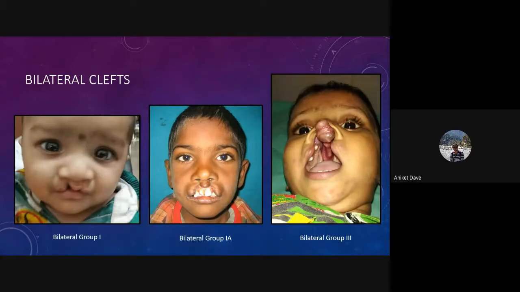And lastly, we can also have bilateral clefts. These can also range in severity from incomplete clefts of the lip, or you can have a bilateral group 1A where both the lip and the alveolus are cleft, or the most severe form, which is on the right, which is a cleft involving bilateral lip as well as the palate.